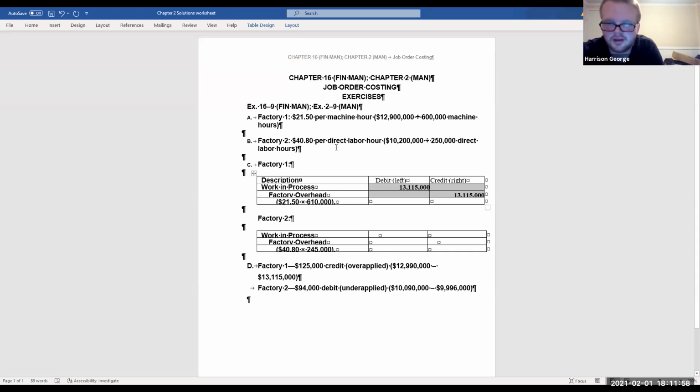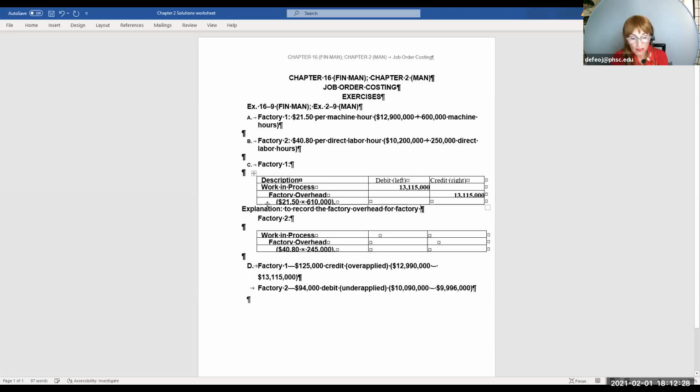So this is to record the fact. Let's put the explanation here, so we know what we're doing. Guess where I get the explanation from? From what they asked me in the instructions. To record the factory overhead for factory 1. That's it. There's my explanation. Now this one was based on a different activity base, direct labor. So what is $40.80 times 245,000?